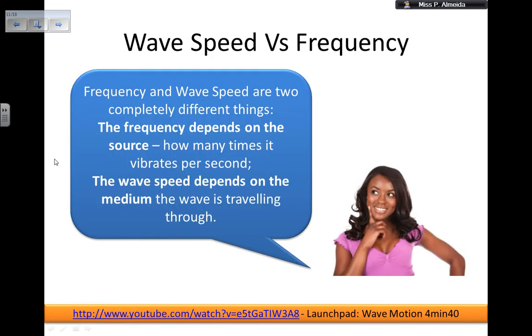More things you need to know. Sometimes people confuse wave speed with frequency, because wave speed is the speed that the wave is passing through me, while frequency is how many waves I have through me, okay? So frequency and wave speed are completely different things. The frequency depends on the source, how many times it vibrates every second, while the wave speed depends on the medium that the wave is traveling through, so how fast the wave can go, okay?